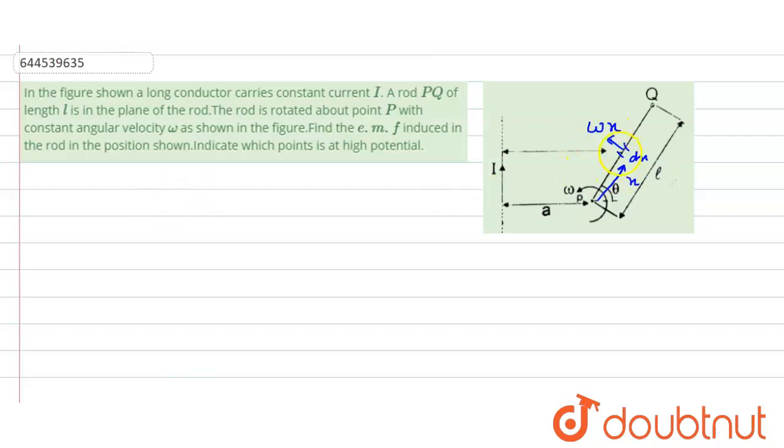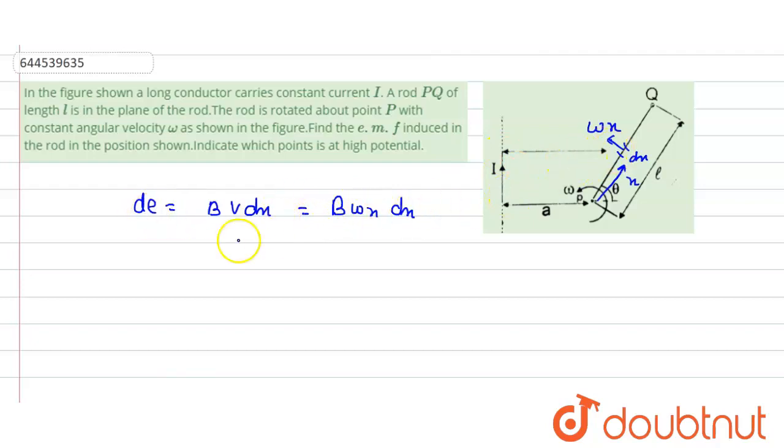So we can say that the small EMF which is induced in this length dx, dE, would be equal to B into v into dx. It is Bvl, and the velocity value is omega into x. So we can say that it would be B omega x dx. Now if we put the value of the magnetic field B at this point due to the wire, then we can easily integrate it to get the value of the EMF.